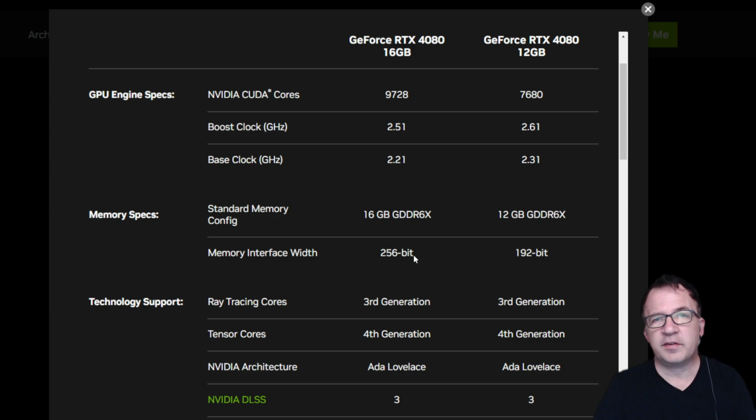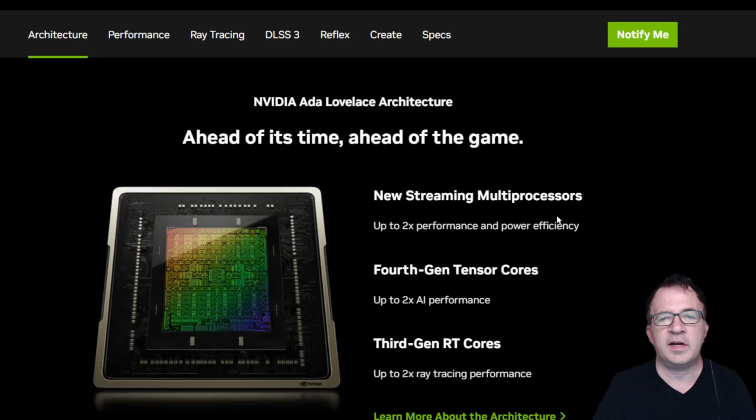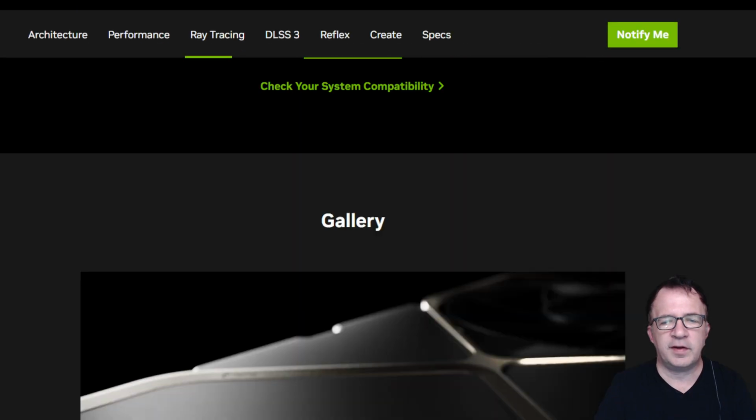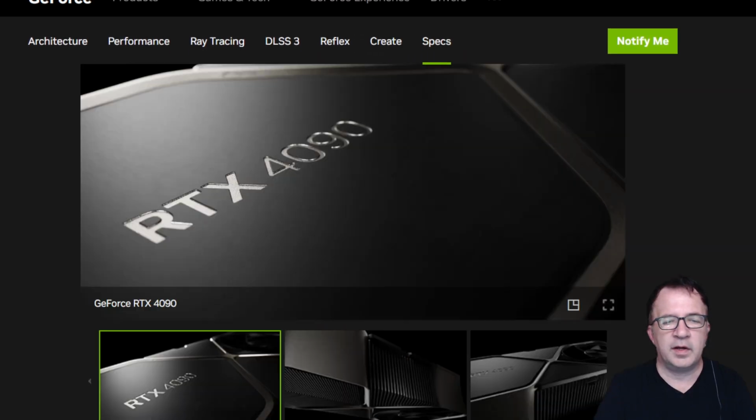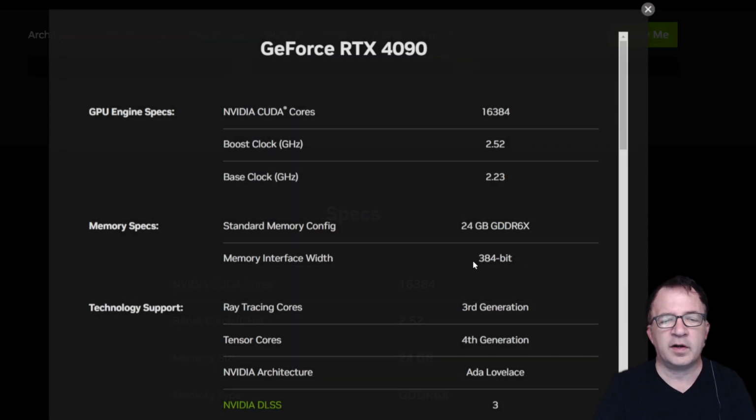Well, how much of a difference does it make? Well, if we take a look even at the new super fast 4090 and we scroll down really fast to look at the specs on this one, it shows something very different. If you look, the new super fast 4090 card is showing a memory interface width of 384-bit.